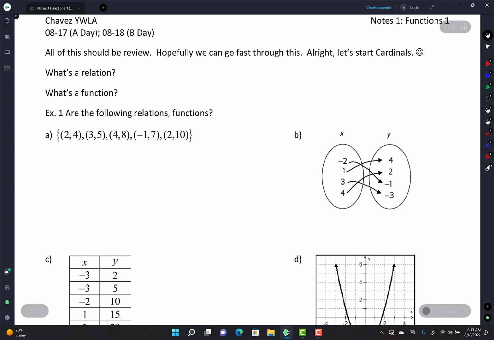All right, so hopefully all this is a review. So let's see how much of this is a review. What's a relation? A relation can be, I'll give you this one, guys, because maybe we're a little rusty. Any set of ordered pairs can be a relation. Really, any expression can be a relation. For now, let's just make it simple and say any set of ordered pairs.